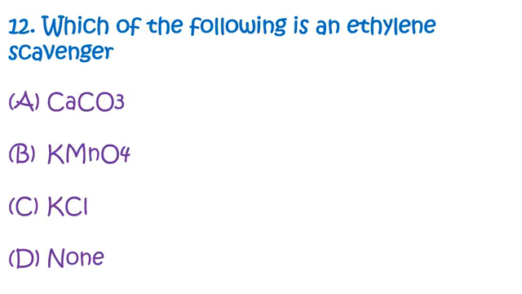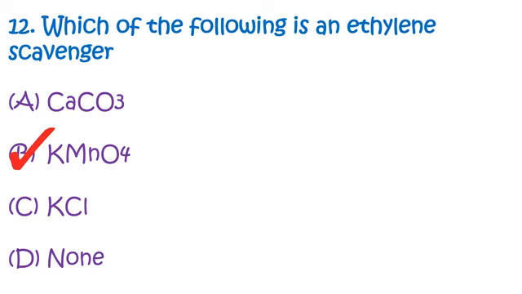Question number 12. Which of the following is an ethylene scavenger? Options are option A calcium carbonate, option B potassium permanganate, option C potassium chloride, option D none. And the correct answer is option B potassium permanganate.